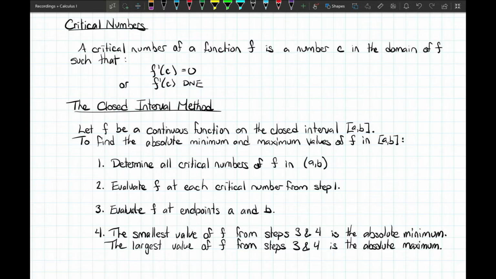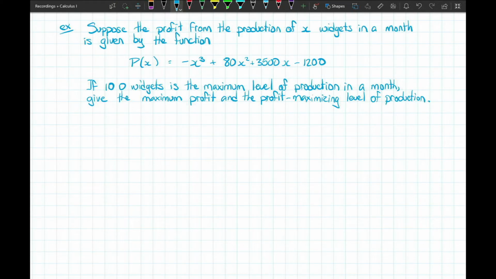And we look for the largest values of all of those values of f, and that's the absolute maximum. So it's a fairly straightforward process. Let's try an example. In this example, we're going to take a look at a function that tells us the profit from selling, or producing, x widgets in a month. And p of x here is negative x cubed plus 80x squared plus 3500x minus 1200.